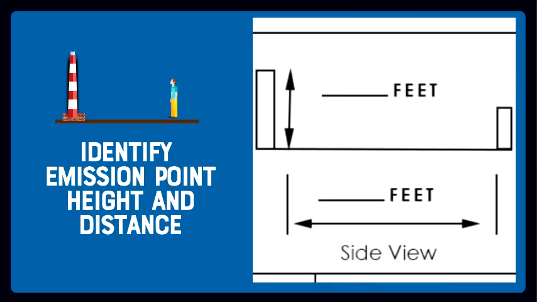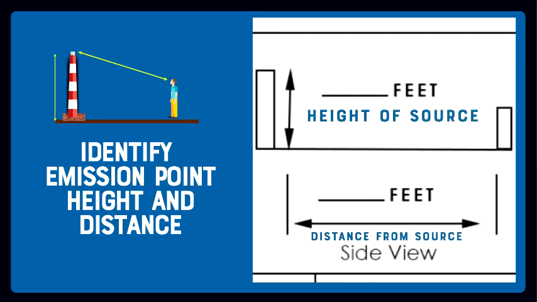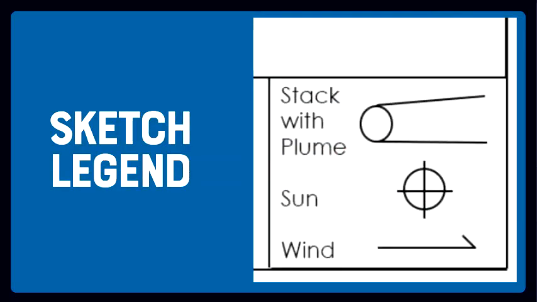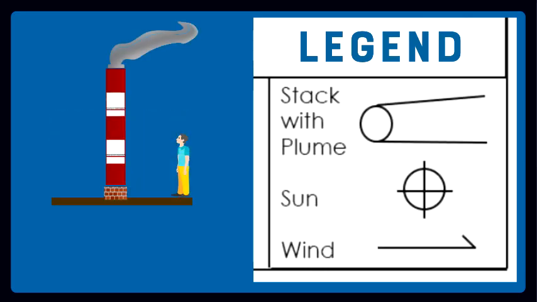The next diagram indicates the height of the emission point and the distance from the stack to the observer. Complete the two fields accordingly. The box in the lower right shows the legend for this diagram.